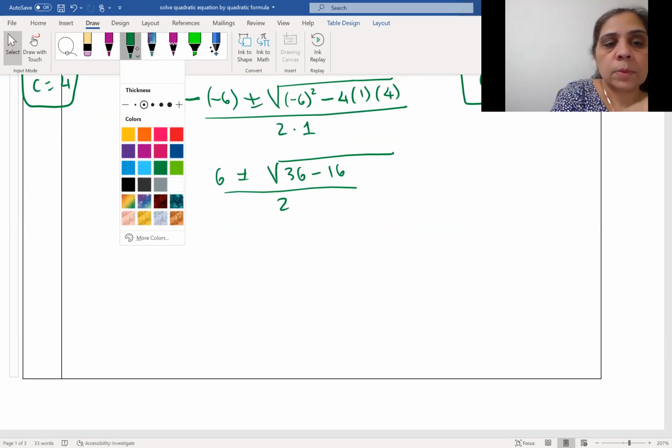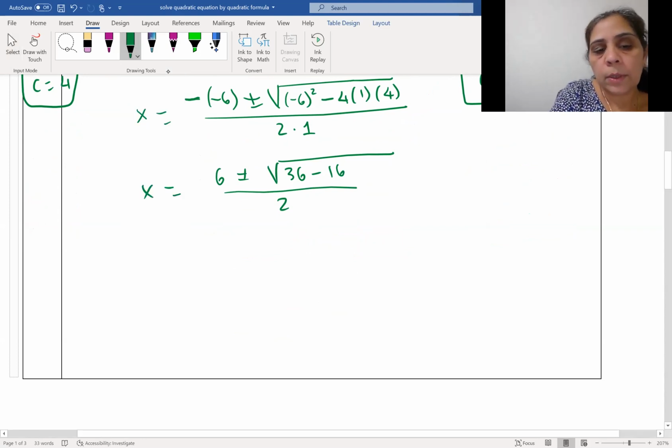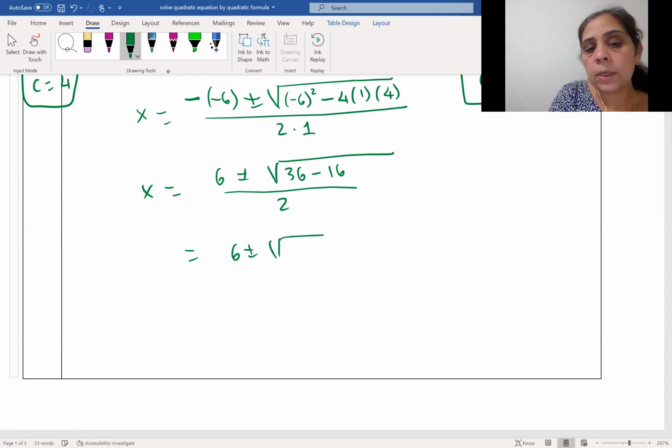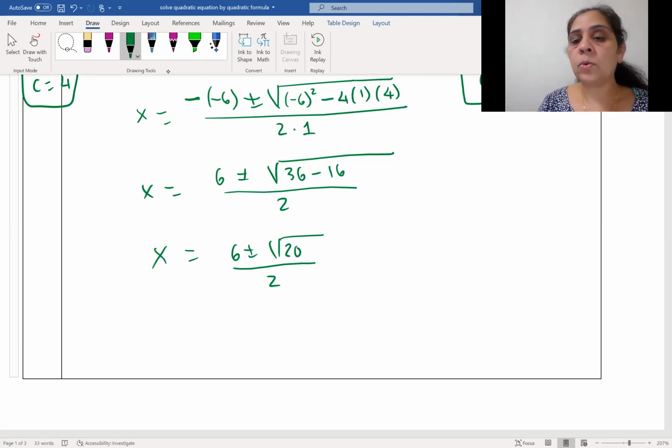So, all right, x equals 6 plus or minus the square root of 36 minus 16, which is 20, over 2. Now, sometimes teachers want an exact answer or an estimated answer. So this is called the exact answer, but here we have the square root of 20.